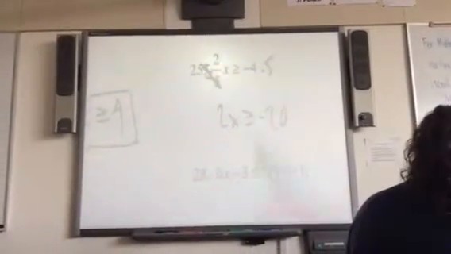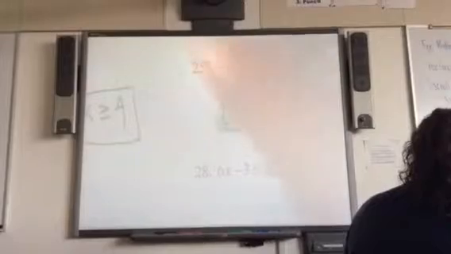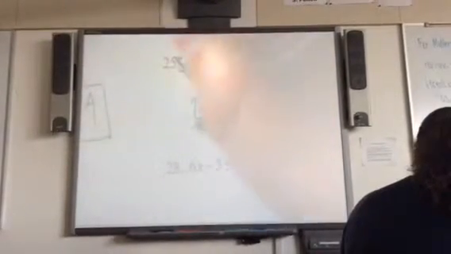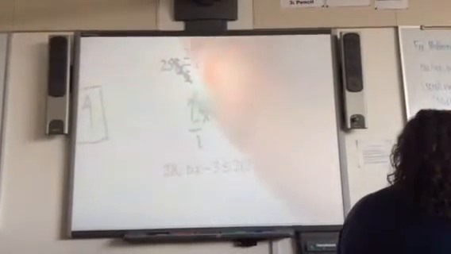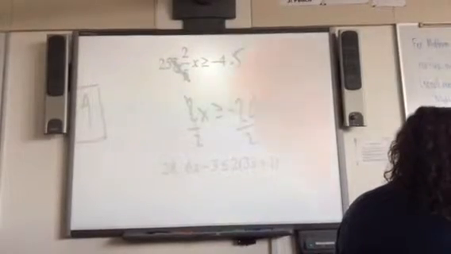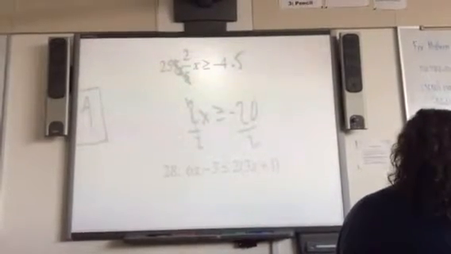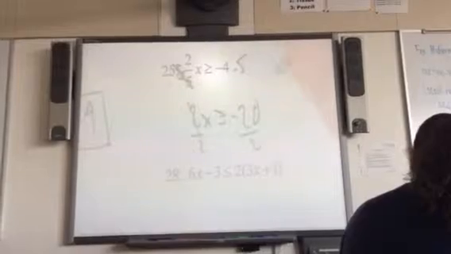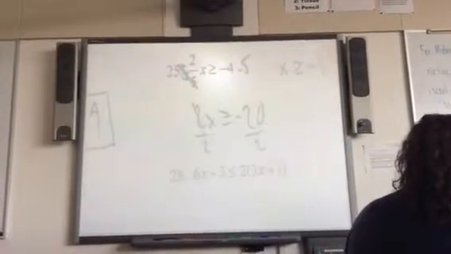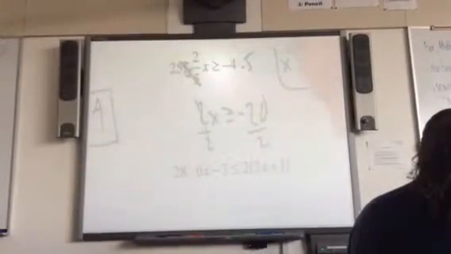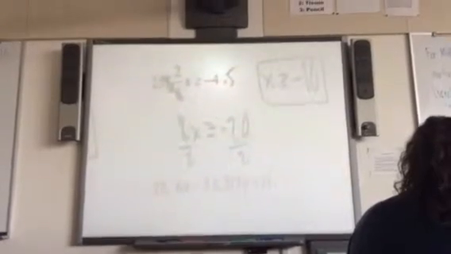All right, then we have one step here. 2 times x, the opposite of multiplying by 2 would be to divide by 2. So we get -20 divided by 2. Negative divided by positive is a negative, so we get -10. X is greater than -10.